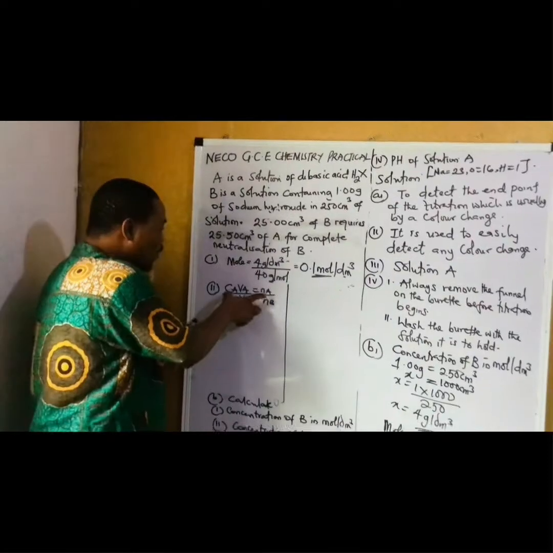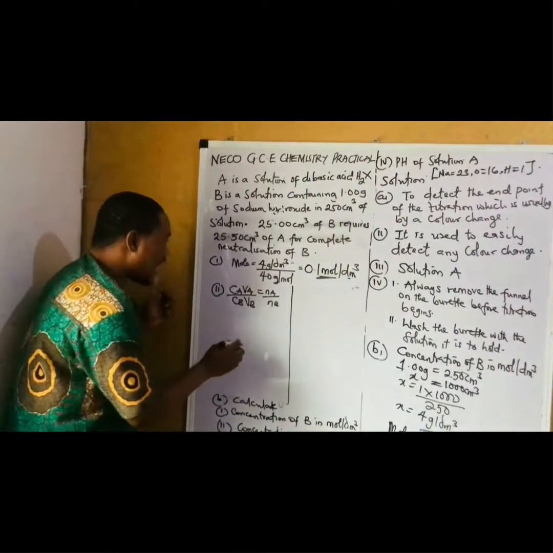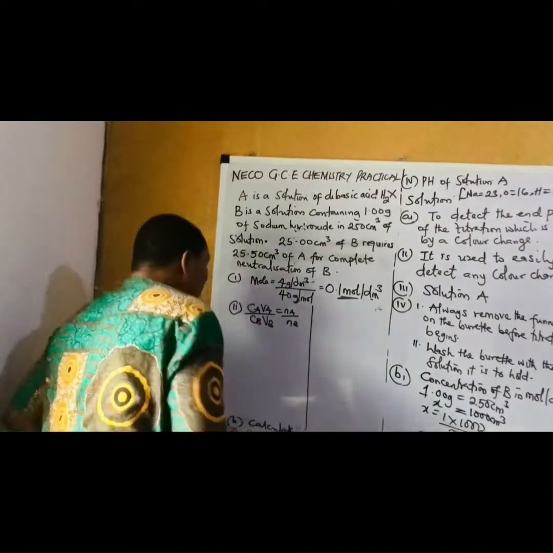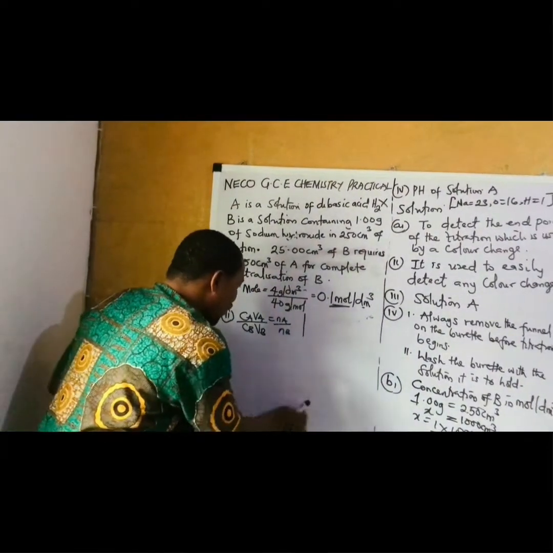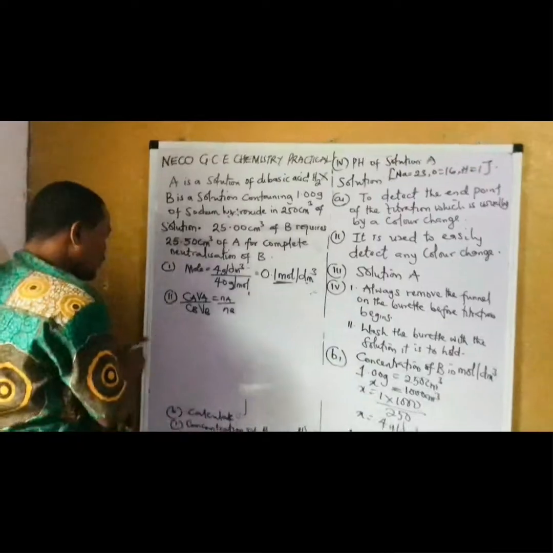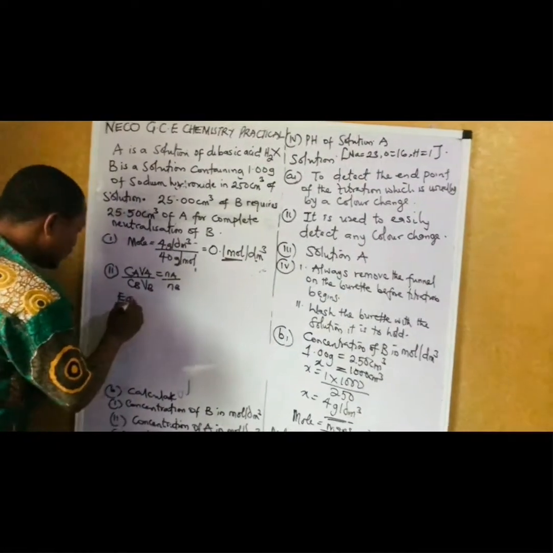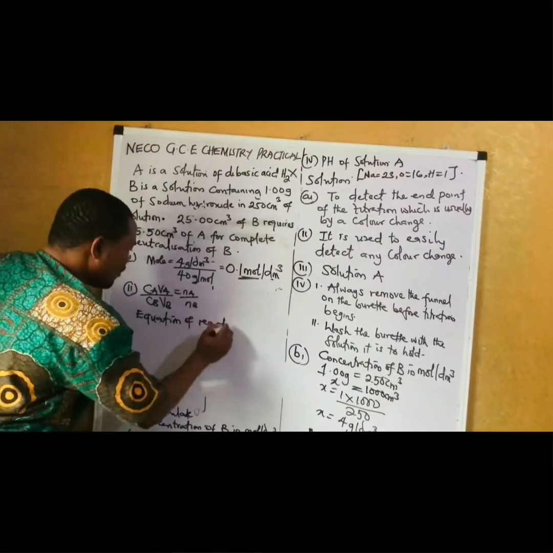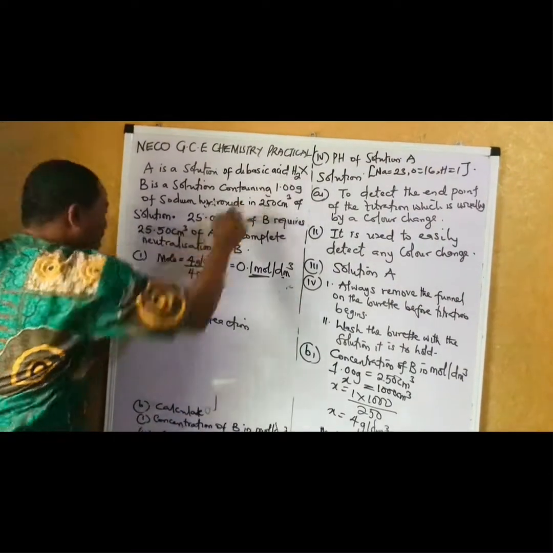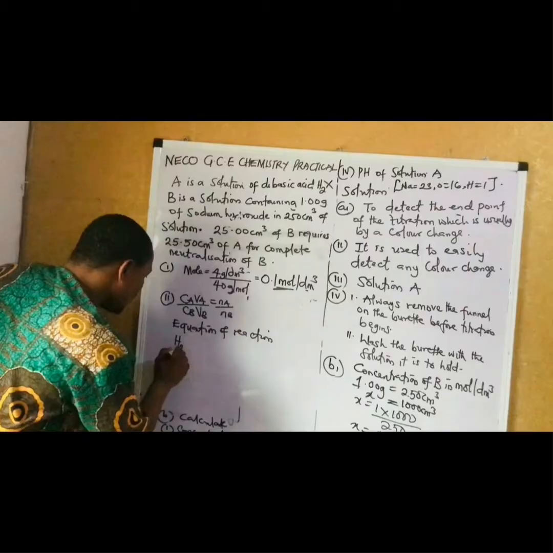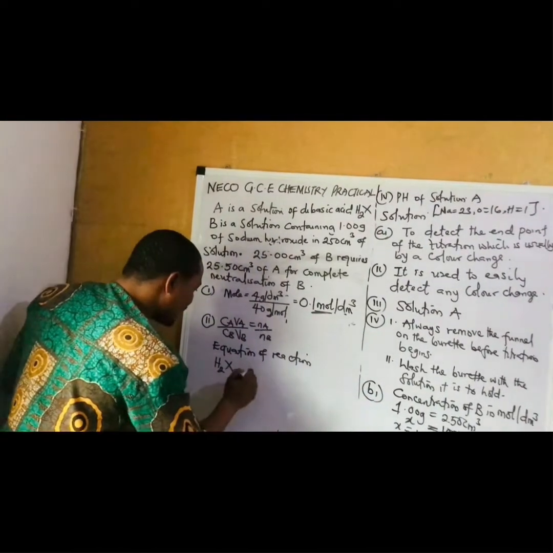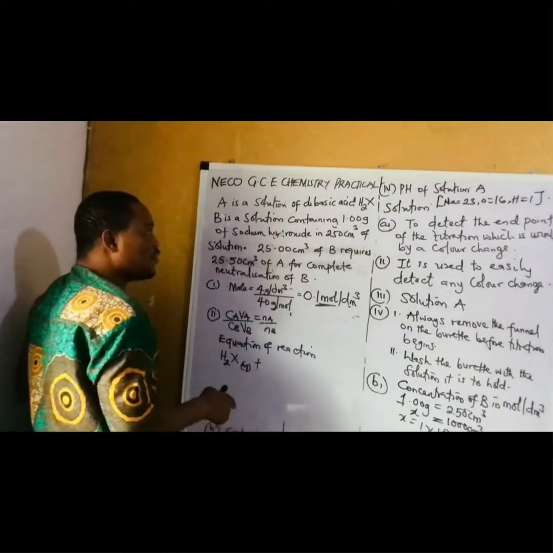So before I continue with this formula, I will now write the equation of reaction. Let me erase this a bit so that the equation of reaction can come in here. So the equation of reaction now. What is the acid? H2X is a dibasic acid, okay? And what is the base? Sodium hydroxide.